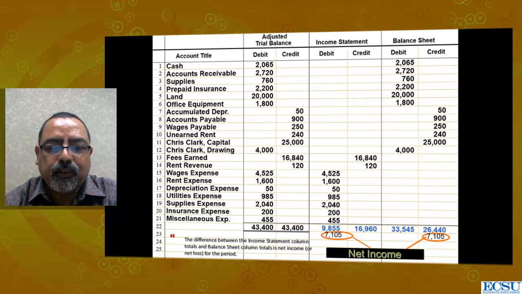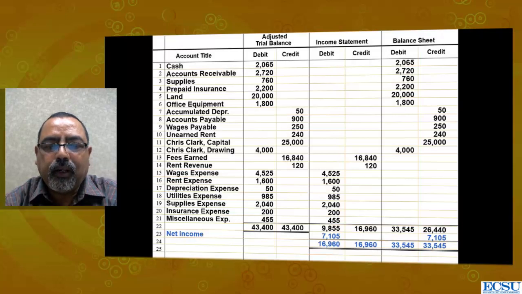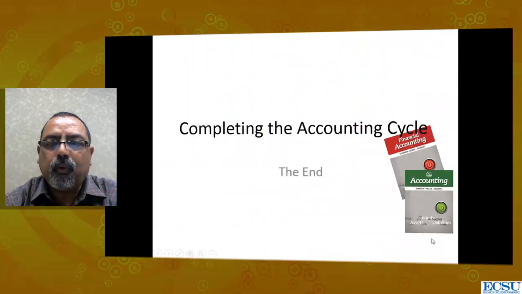Now, the difference between the income statement column totals and the balance sheet column totals is the net income or the net loss for the period. That is how you will have to understand it, and we write here as net income and write this in the respective worksheet. So that brings to an end to this presentation.